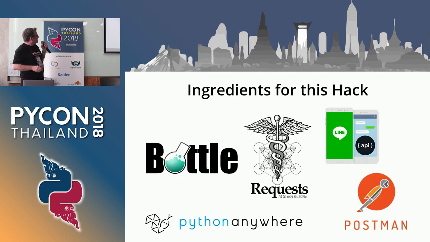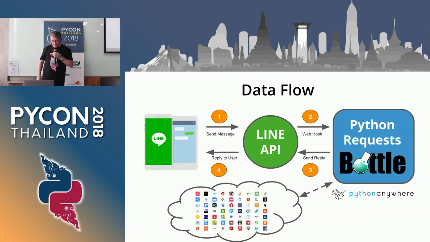Wow. Okay. What do we need for this hack? Right? So you've seen already that there is Line in the picture. I'm using a very simple web framework called Bottle. It's quite popular. I'm sure you've seen this. I'm using the requests library, which has the most interesting logo in the Python world, I think. And I'm running this on Python Anywhere to actually work with Line and debug the requests. I'm using Postman. For those of you who know APIs, Postman is no stranger.